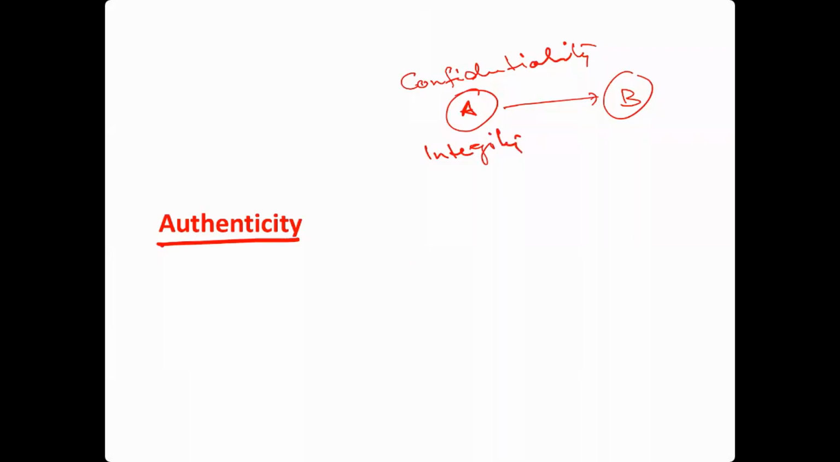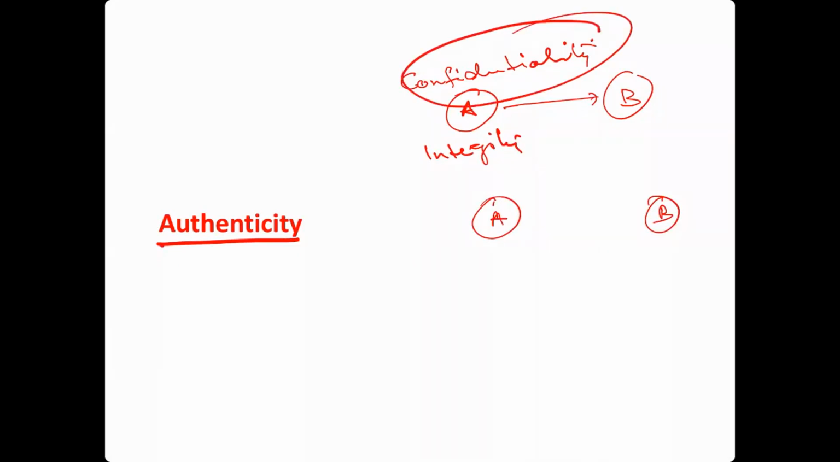So what happens in integrity is Alice is sending something to Bob. In the first case, confidentiality, it should not be seen by somebody. In this case, no third party like Mallory should be able to alter this. Say, for example, I love you to I hate you.